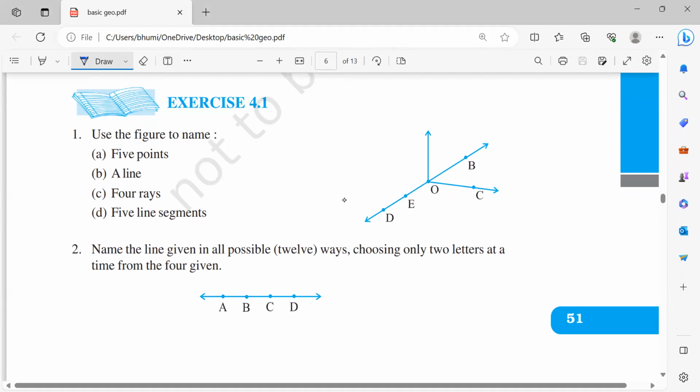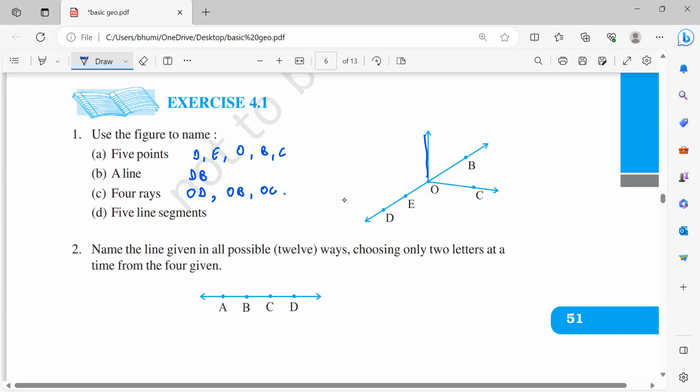The first question: you have to use the figure to name 5 points. In this, the 5 points are D, E, O, B, and C. A line is this only, which is DB, because if we see the other ones, these are the rays. OC is a ray, not a line. Four rays will start from O: OD, OB, OC, and this is also one of the rays. You can name it anything. And this is also a ray. Okay.